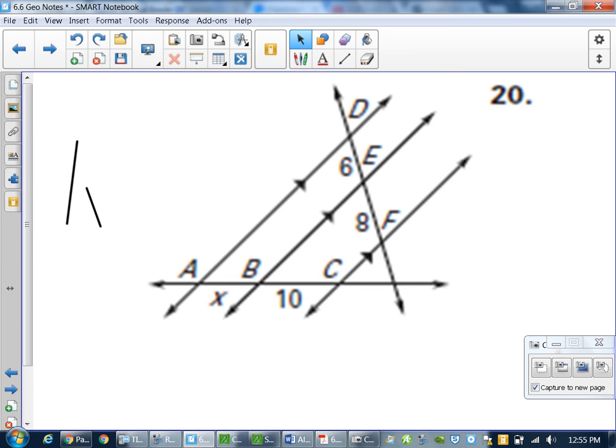I have three parallel lines. Those three parallel lines, that middle line, treat it like it's a fraction bar. Tilt your head one way or the other, and you can see, well, it's either going to be 6 over 8 or it's going to be 8 over 6, depending on how you write it.